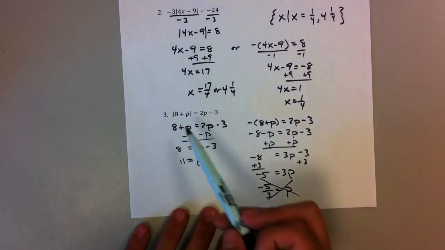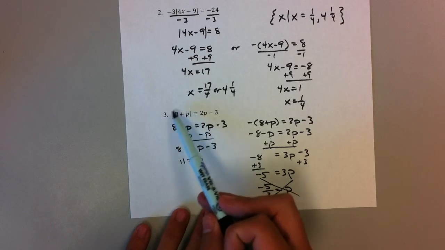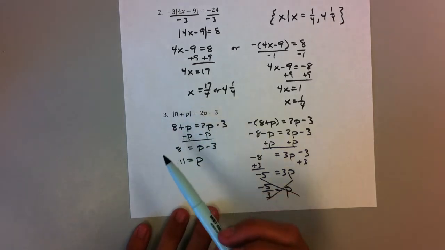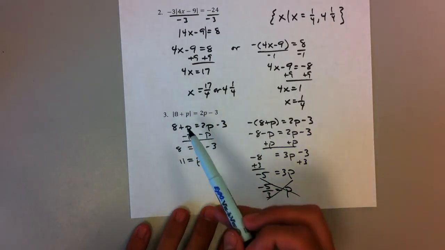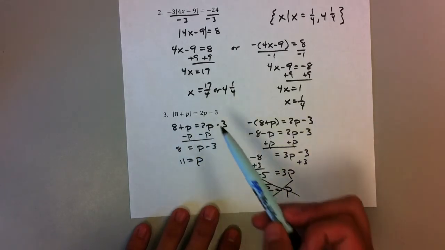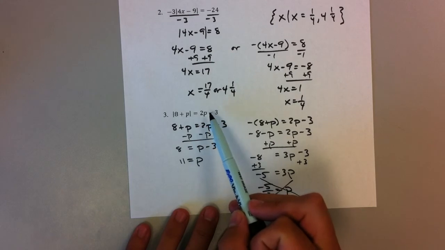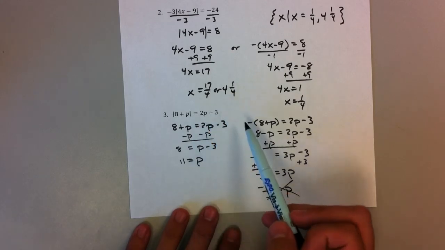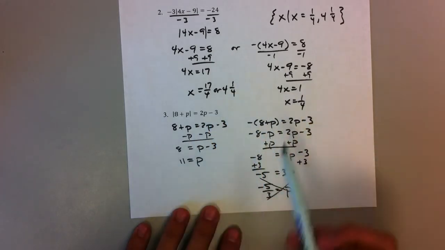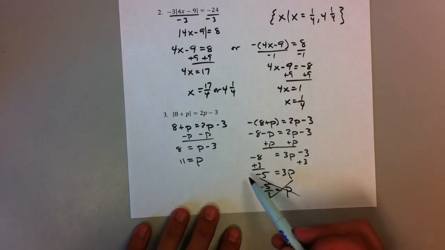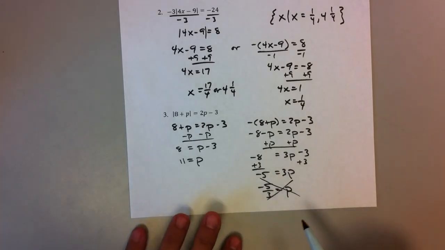Because if I were to plug in negative 5/3 over here, I'm going to get a positive answer eventually. If I add 8 plus negative 5/3, take the absolute value, it'll be a positive answer. But if I plug negative 5/3 over here, I'm going to get a negative answer. 2 times negative 5/3 is a negative number. Minus 3 is a negative number. So both sides won't equal each other. So we have to get rid of this. This is called an extraneous solution.